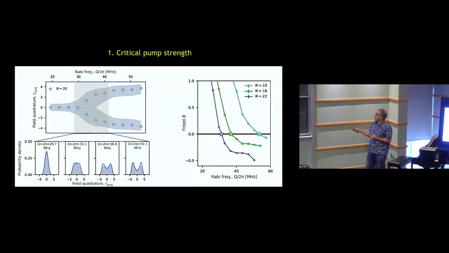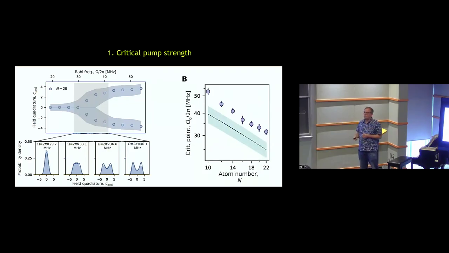We can see also that the phase transition point varies with the number of atoms in our system, so it varies with system size in a way that is fairly close to what we would have predicted. We would have, from the mechanics of the system, we would expect the critical point goes like 1 over the square root of the number of particles in the system.